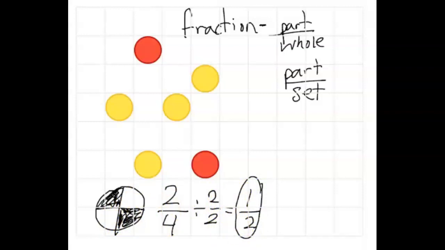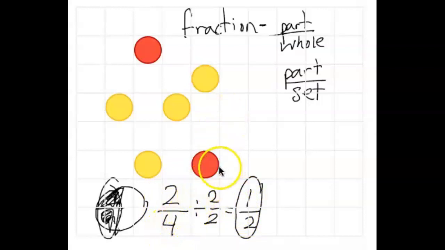And I'm going to move this around a little bit. If I were to take that piece and put it over here, you can easily see that that is true. 1 out of 2 pieces is shaded. So this is an equivalent fraction to the fraction 2/4.